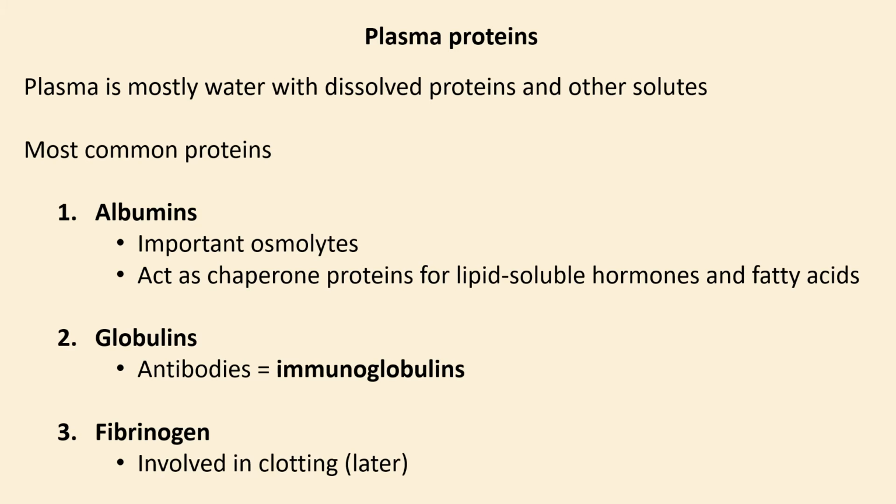Fibrinogen is produced in your liver, and it's an inactive protein, and as we will see, it's important for the formation of a blood clot. And we'll talk about that in the second segment as one of the mechanisms of hemostasis, limiting blood flow through the wall of a damaged blood vessel. So we'll talk more about fibrinogen later.